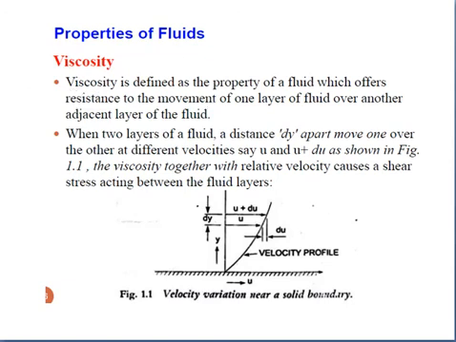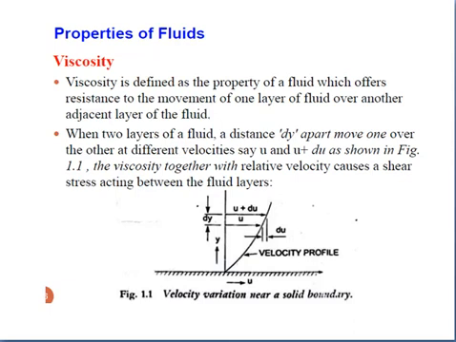See the definition again. Viscosity is defined as the property of the fluid which offers resistance to the movement of one layer of the fluid over another adjacent layer of the fluid. Due to this velocity gradient, du by dy, the upper part exerts a resistance on the lower part, and the lower part exerts a resistance on the upper part. This resistance is nothing but the viscosity.